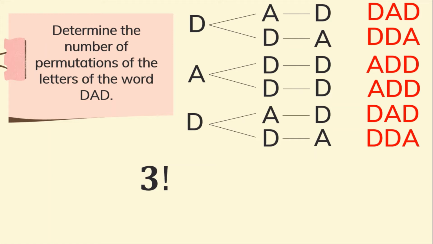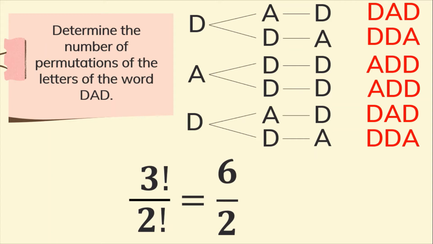So, itong dalawang D na to can be arranged into two factorial ways. So, para ma-eliminate natin yung duplication doon sa results, we have to divide 3 factorial by 2 factorial. 3 factorial is equal to 6. 2 factorial is equal to 2. So we have 6 divided by 2. So the answer is 3. So there are only 3 ways in arranging the letters of the word dad.